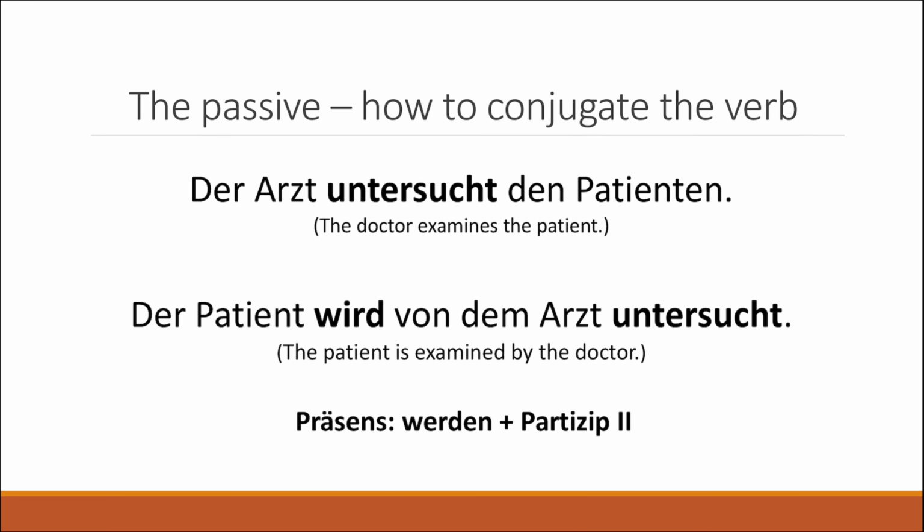Now, how do you form the passive verb? So how do you form the verb? Well, in order to form, for example, the verb of a passive sentence from a present in the active sentence, the structure is going to be werden, so the verb werden conjugated to the present simple, depending on the person, and it's going to be followed by the Partizip 2 of the main verb, as we already talked about in this case. Wird untersucht.